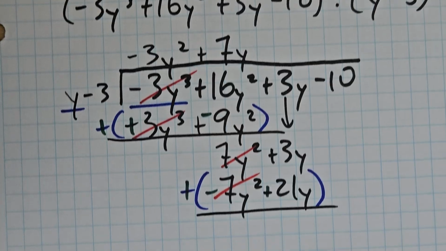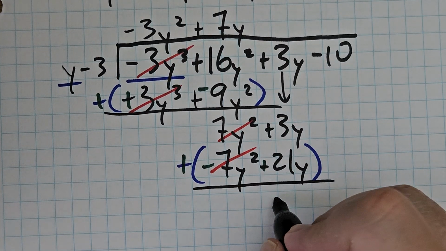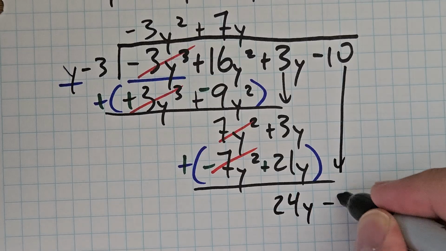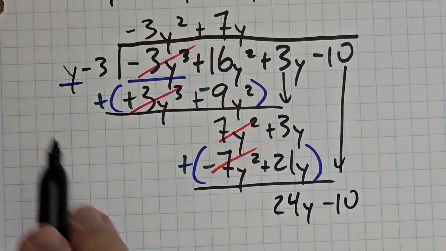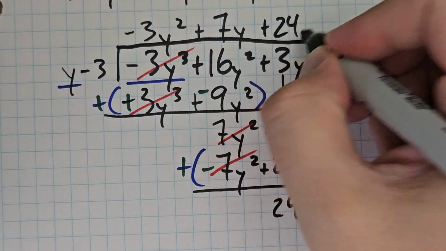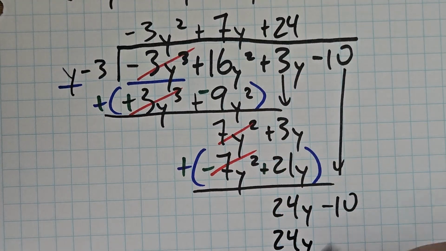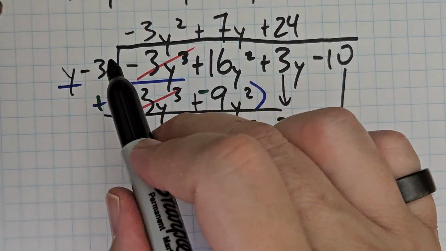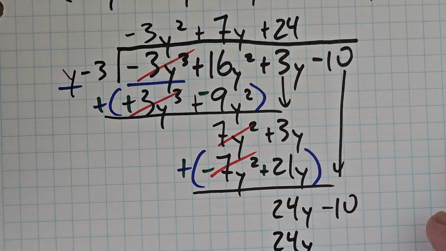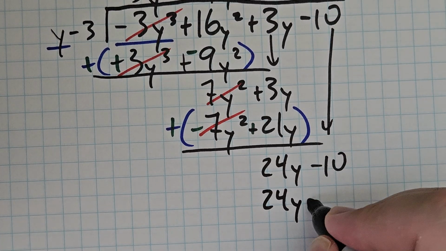Let's see. Move up here, okay. And we're left with a 24y. Bring down the next term. How many times does y go into 24y? Positive 24 times y is 24y. And positive 24 times negative 3, what would that be? Negative 72, I guess.